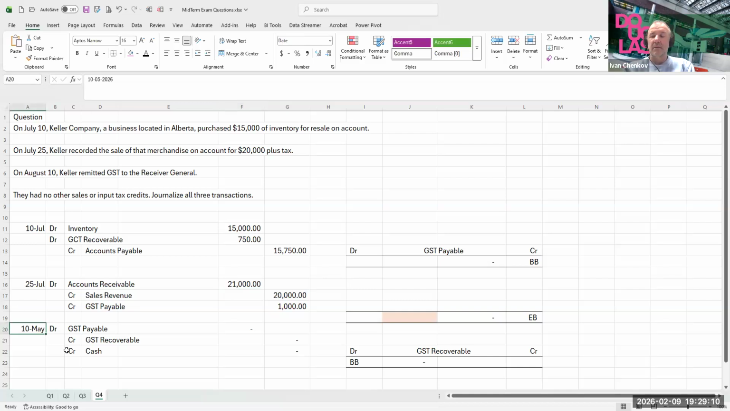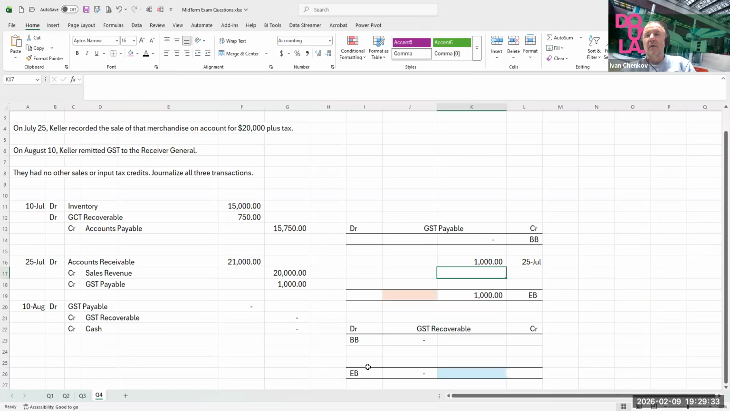Now on August 10, we have to finish and see where we are. So what we have so far, we have GST payable on 25th of July for $1,000. And then we have GST recoverable from 10th of July for 750.